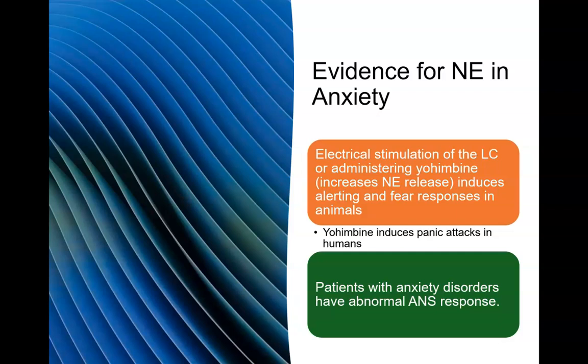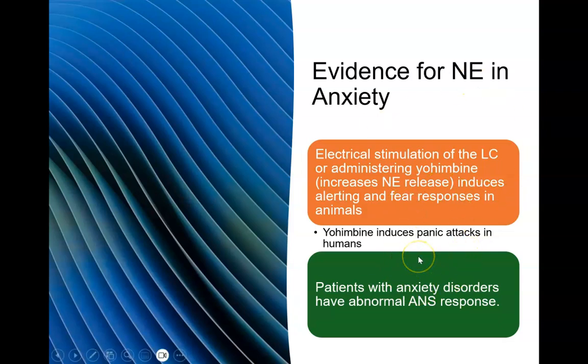Now, what evidence do we have that norepinephrine is involved in anxiety? Researchers have found that when you stimulate the locus coeruleus or you administer a drug called yohimbine, which increases norepinephrine release, and thus it's an agonist, we actually see induced alerting and fear responses in animals. And if you were to give a human yohimbine, they would start to have panic attacks.